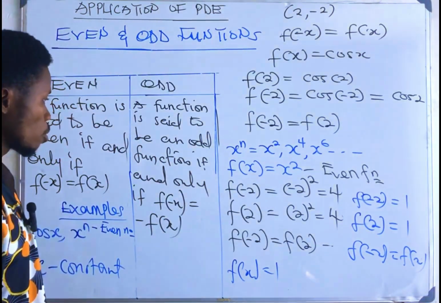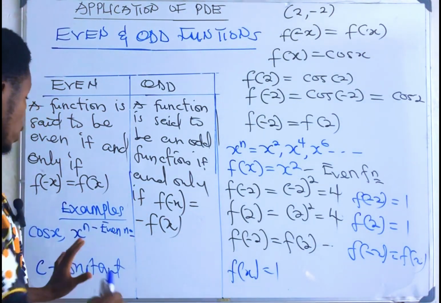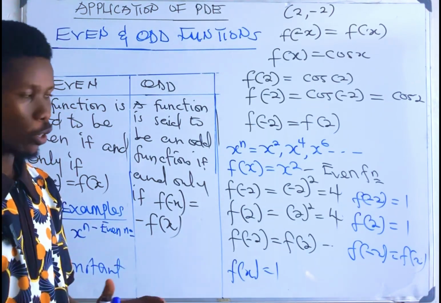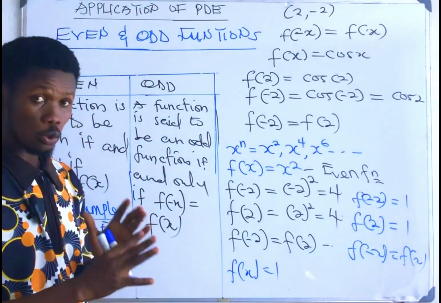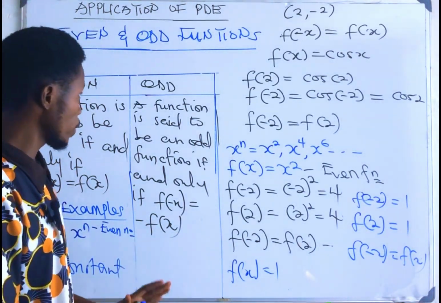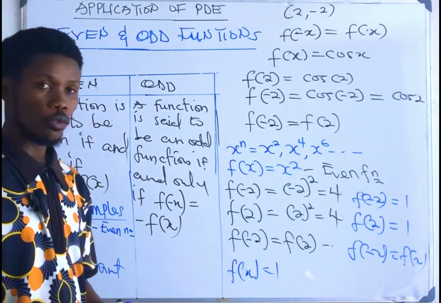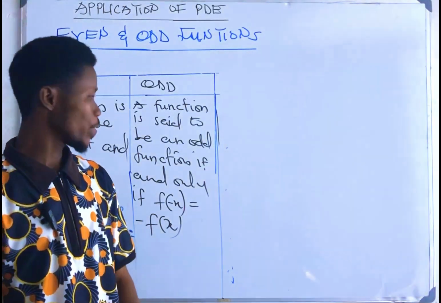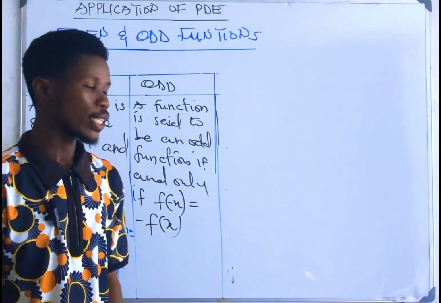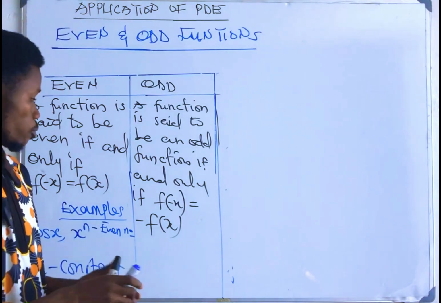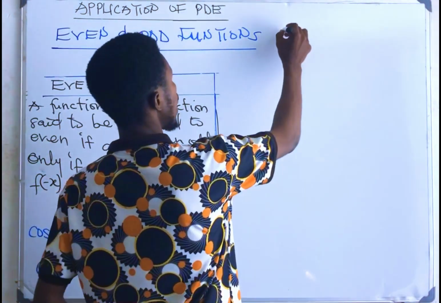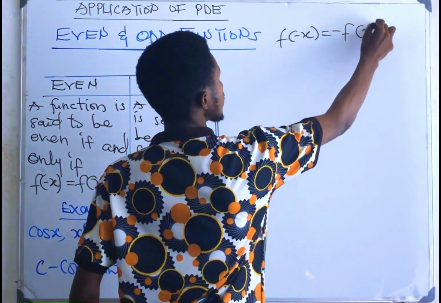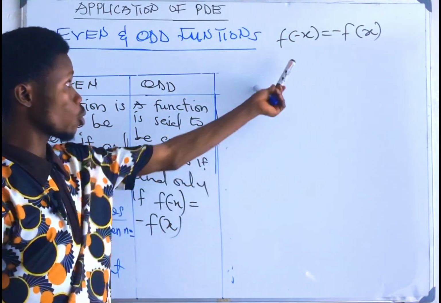Perfect. So that's all the examples that I have. You can look for your examples and try to solve, and I will also come and solve examples for you, but I wanted to explain the even functions. Now let's move to the odd functions. We are saying that a function is said to be an odd function if and only if this holds: f at negative x is equal to negative f at x. If this one holds, then you are good to go.